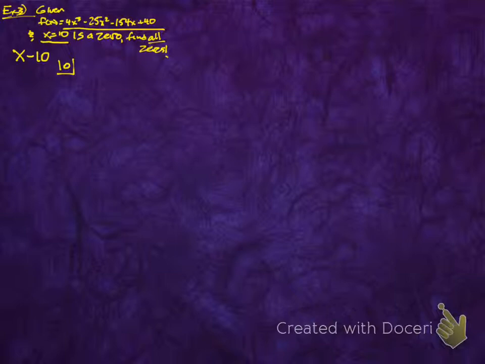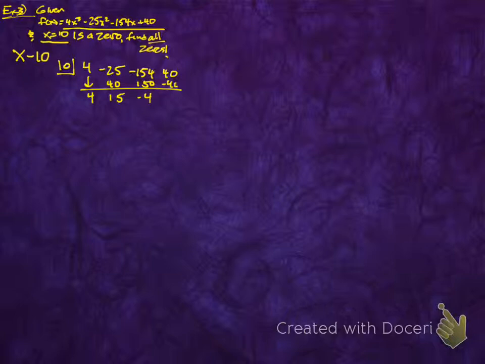I would synthetic divide out the 10 from 4, -25, -154, and 40. Those are all the terms. It's written in standard form. We drop down the 4 and we multiply to get 40. If you add those, you get 15. If we multiply 10 and 15, that's 150. If we add, that's -4, and when I multiply those, I get -40, and to no surprise, we get a 0 remainder, which is telling me x equals 10 is a 0. So again, a nice way to check to make sure you didn't make a mistake along the way. You should get a 0 at the end here.